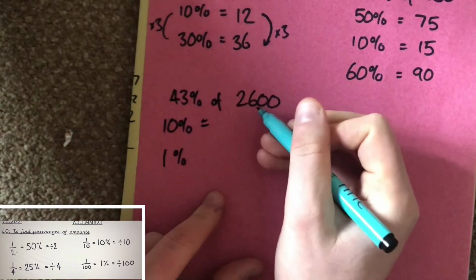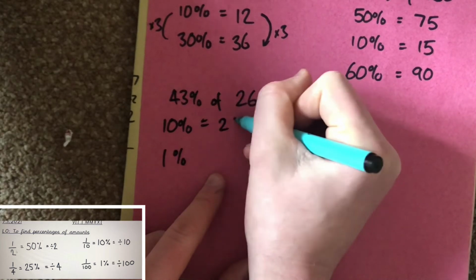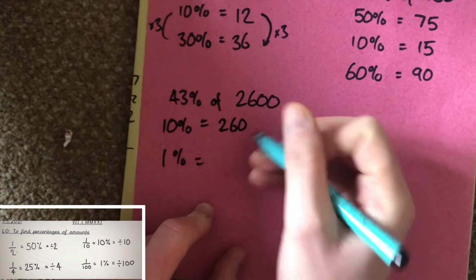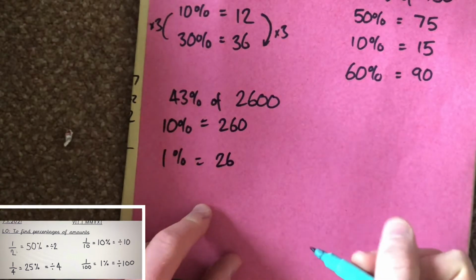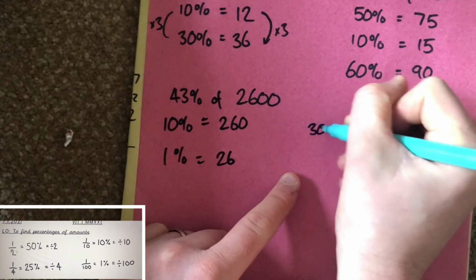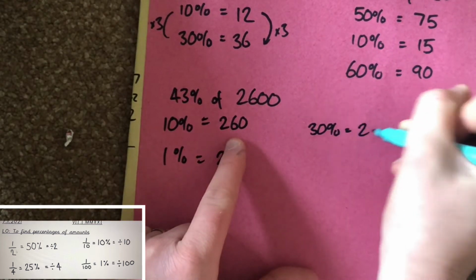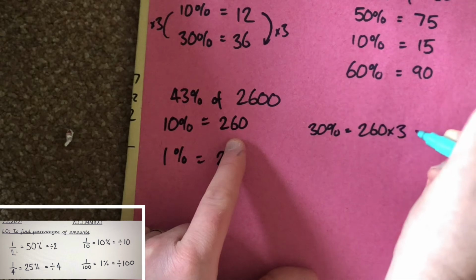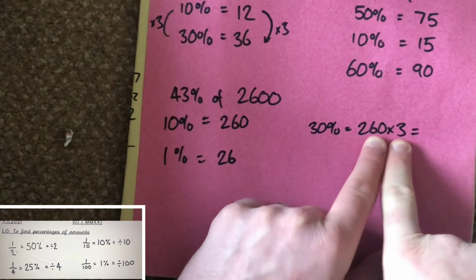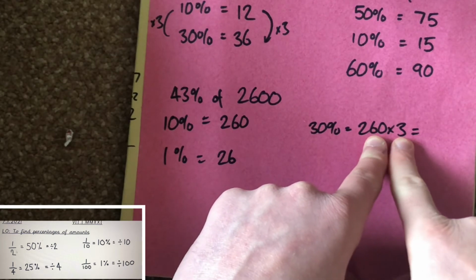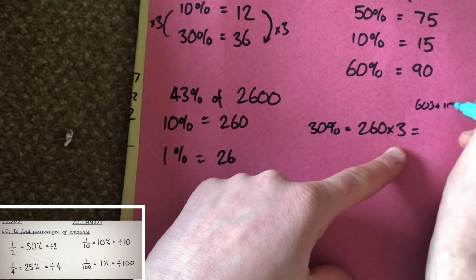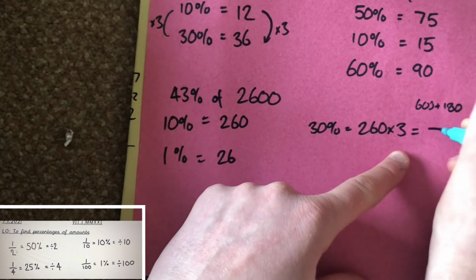So 10% is dividing that by 10, which is 260. 1% is dividing that by 100, which is going to be 26. So, and you're going to need more space for this, and that's absolutely fine. So 30% is going to be equal to 260 times by 3. Well, 200 times by 3 is going to be 600. 60 times by 3 is going to be 180. If you need to write those down, do it. So 600 add 180.